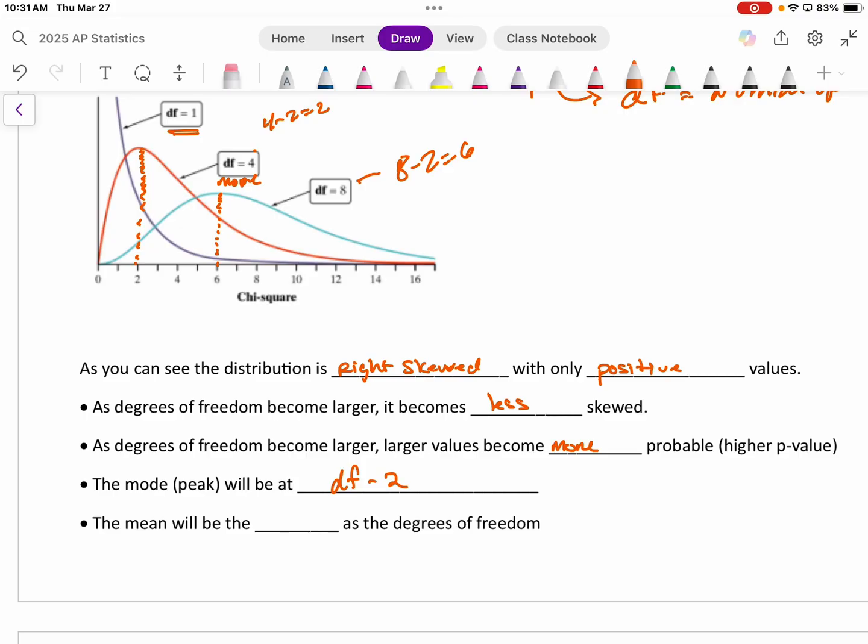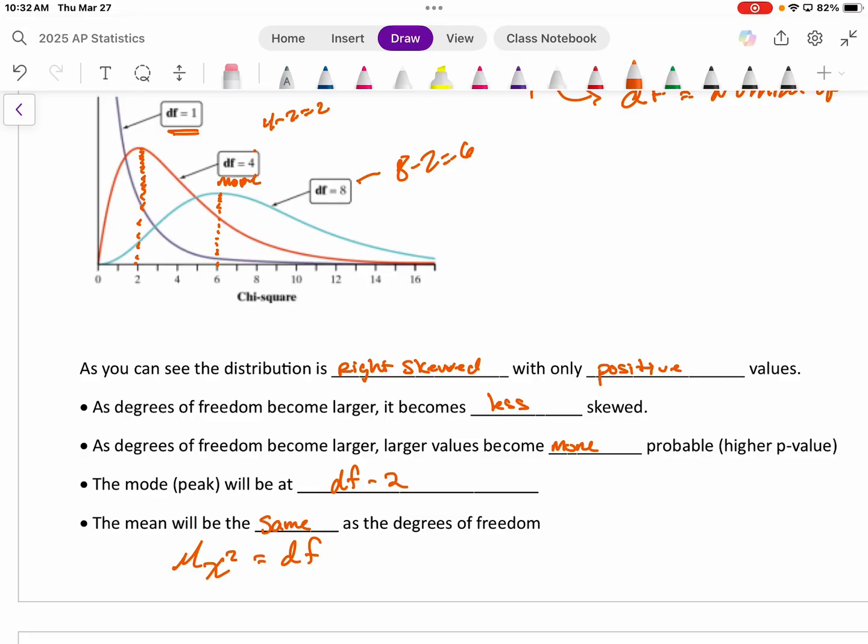The mean will be the same as the degrees of freedom. So whatever the degrees of freedom are, that's the mean. The symbol is mu sub chi-squared: the mean of chi-squared is equal to the degrees of freedom. We usually don't see it that much.